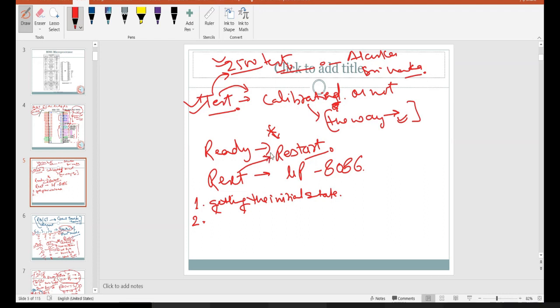Anyone? Yes, sir. Reset and restart, are they same? No. Restart is a process of turning power from on to off to on. Fine. And reset is not involved with turning the power on off on. It is not related anyway with power. Restart means it is actually doing something related to the power. Reset is not related with that.